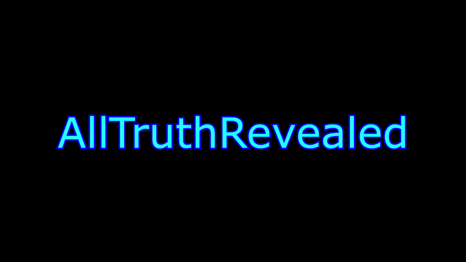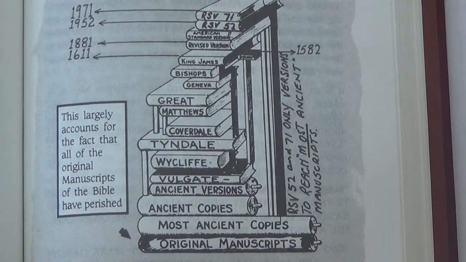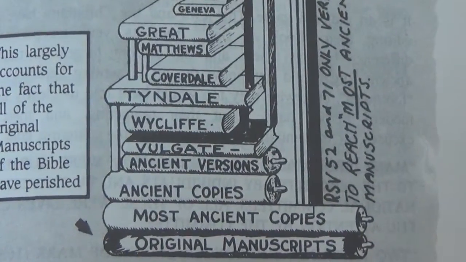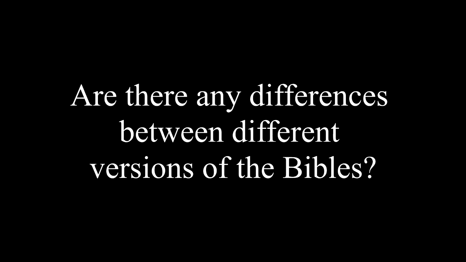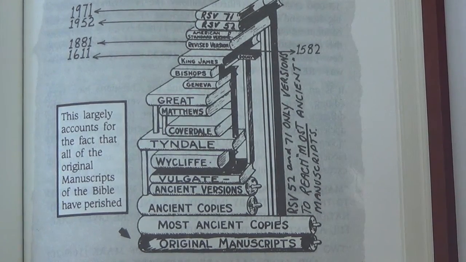We at All Truth Revealed are making this video because sometimes we meet evangelist preachers who are adamant that all Bible versions are the same but with different translations. So the question arises, are there any differences between different versions of the Bibles? I don't want to be offensive, but the harsh reality is that there are differences. To understand these differences in the Bible, it is important to know the history of the Bible.